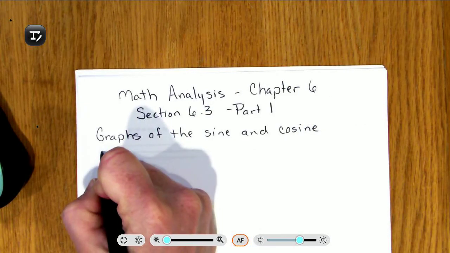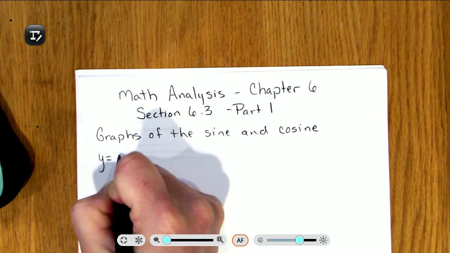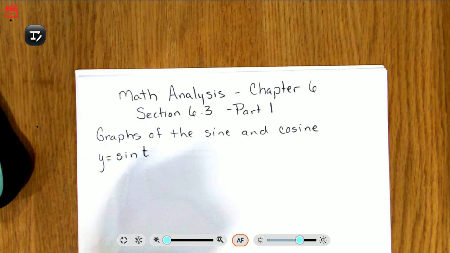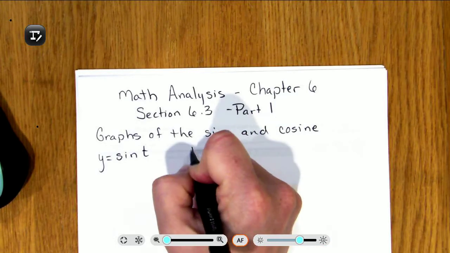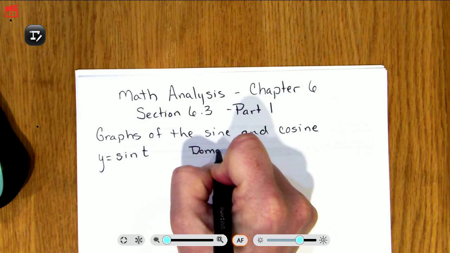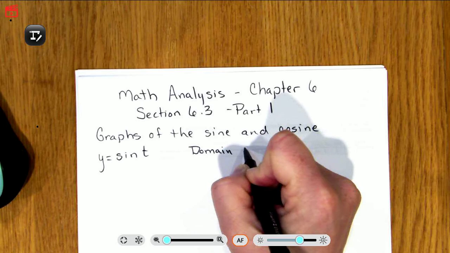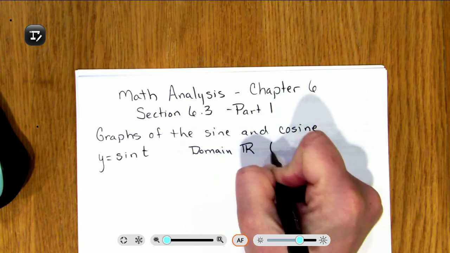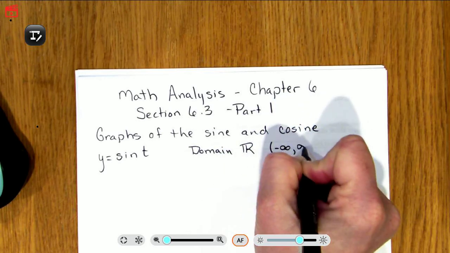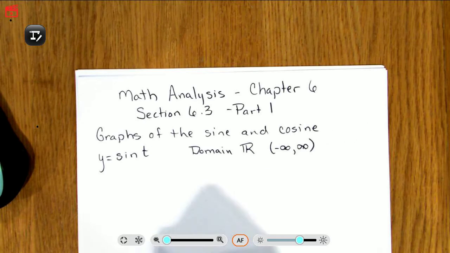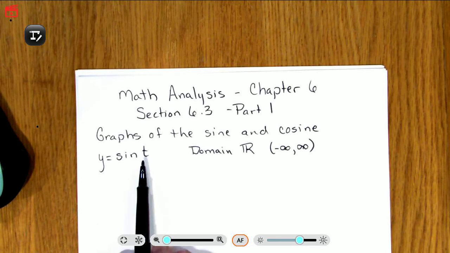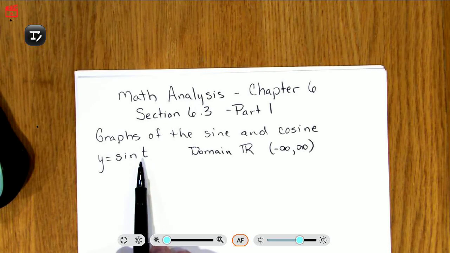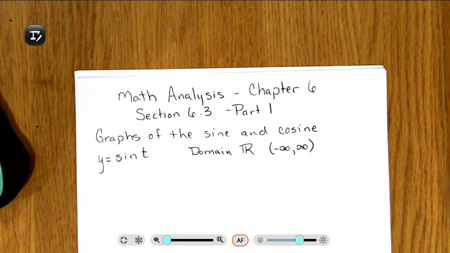We're going to take the sine function first. I'm going to look at y is equal to the sine of t. I want to remind us that our domain for this function is all real numbers, so negative infinity to infinity, because we can continuously go around and around and around the circle in both directions. T represents the angle that we are calculating.